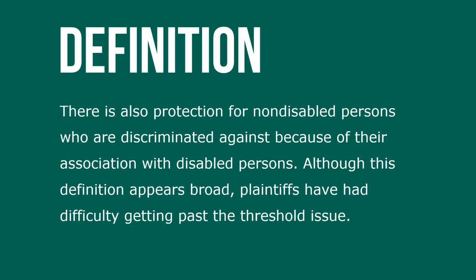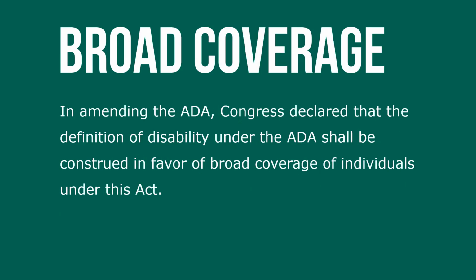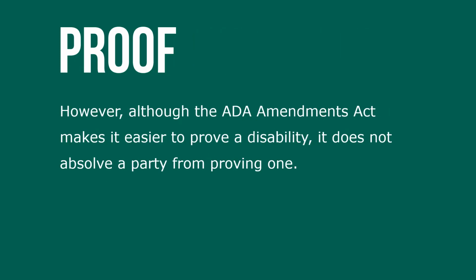Although this definition appears broad, plaintiffs have difficulty getting past the threshold issue. Prior to the enactment of the ADA Amendments Act, the ADAAA, in 2008, courts found many plaintiffs to not be disabled despite their epilepsy, diabetes, depression, and a host of other conditions typically viewed as disabilities. In amending the ADA, Congress declared that the definition of disability under the ADA shall be construed in favor of a broad coverage of individuals under the Act. However, although the ADA Amendments Act makes it easier to prove a disability, it does not absolve a party from proving one.